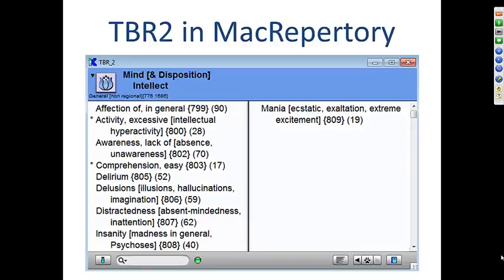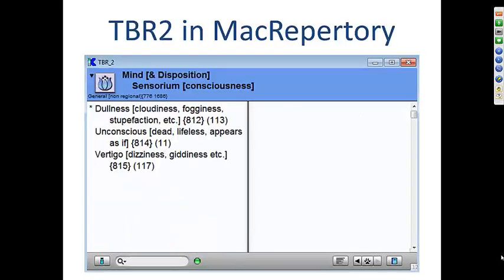Further going into this, we have the intellect, and here you can find things like comprehension. You'll also find delirium in here, and you'll also find things like insanity and mania. And then under mind and disposition sensorium, you'll find dullness, unconscious, and also here you'll find vertigo. So this is where it doesn't have its own chapter. It's found under mind and disposition sensorium. So you just have to become familiar with the layout of this particular repertory.